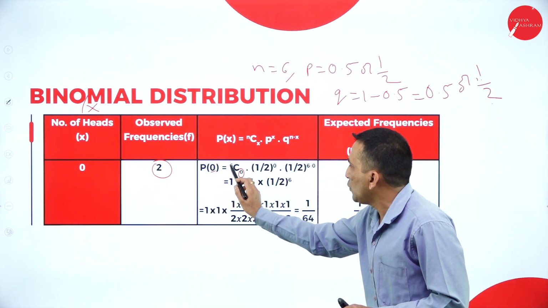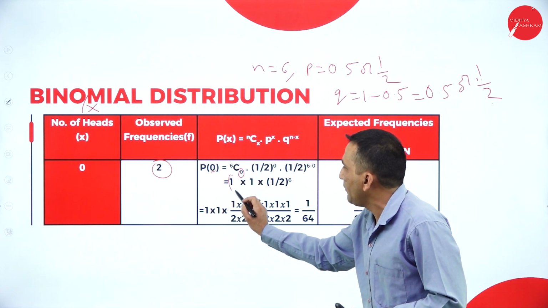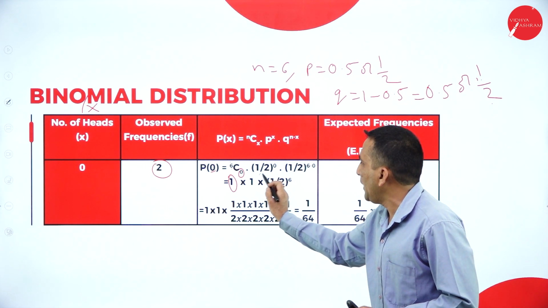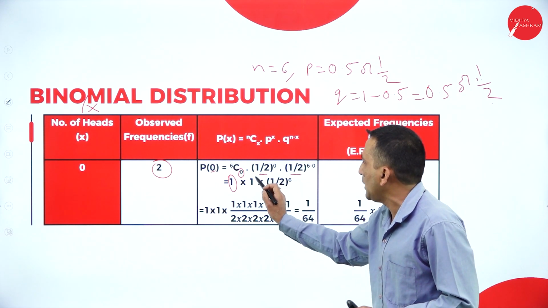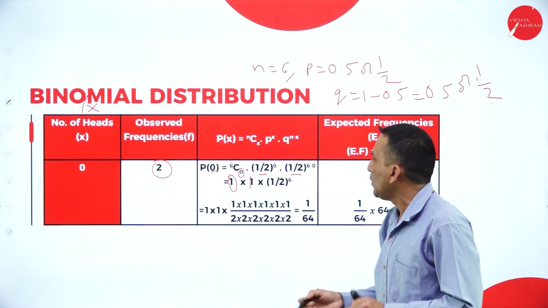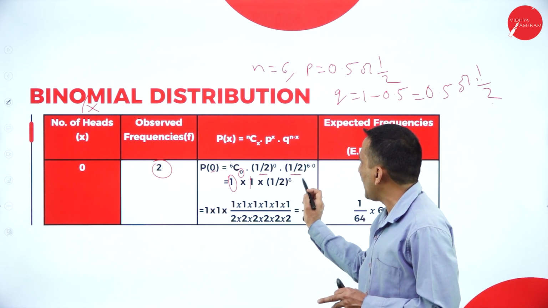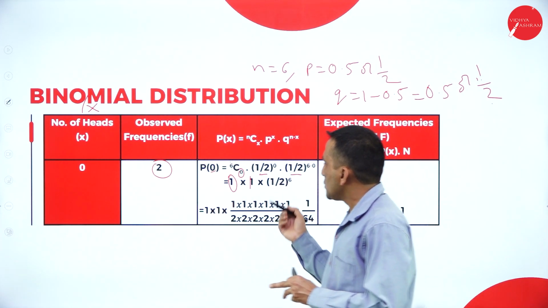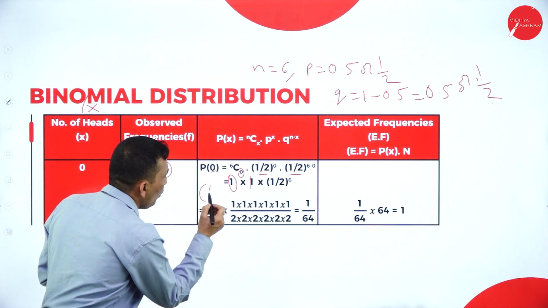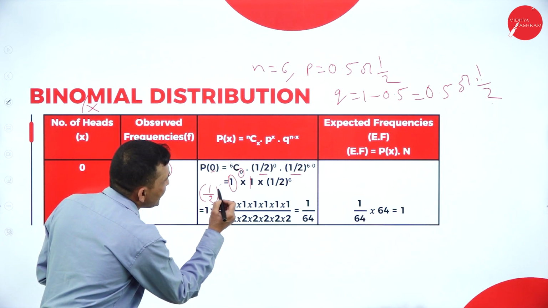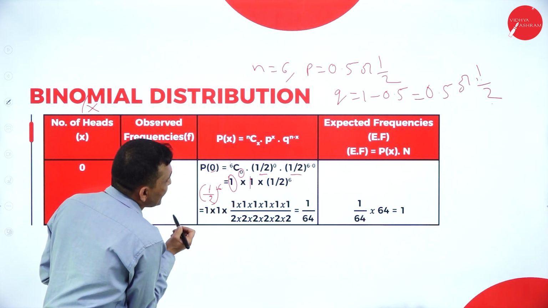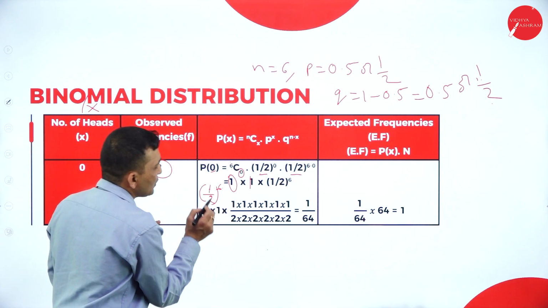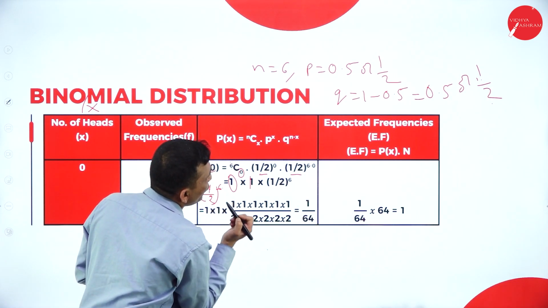Here 6C0 always gives one value. And p and q are common, the common factors will be to the power only 1. So when writing the common factors, you can extend it like this: 1 by 2 to the power of 6. Again, 1 is multiplied 6 times, 2 is also multiplied 6 times. If you simplify, finally we get 1 by 64.